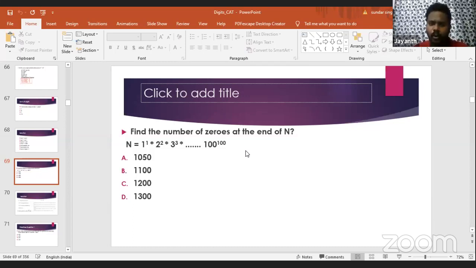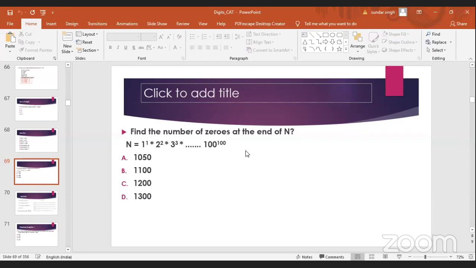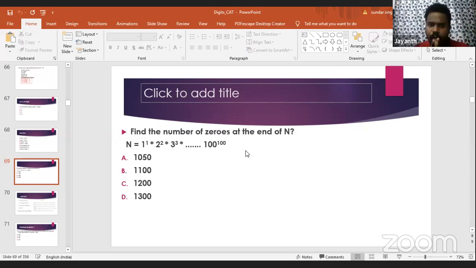Are all of you able to see the question? Find the number of zeros at the end of n, where n is equal to 1 power 1 into 2 power 2 into 3 power 3 and so on up to 100 power 100.